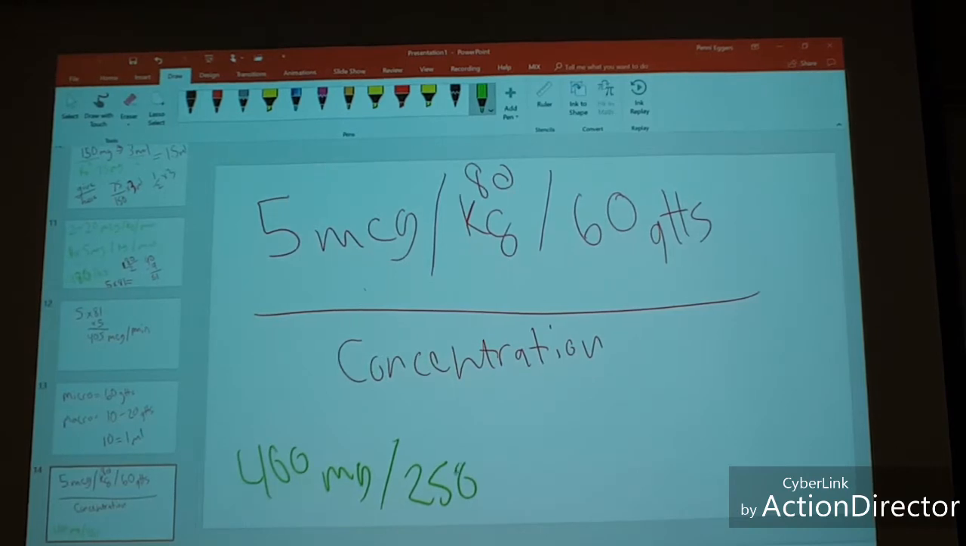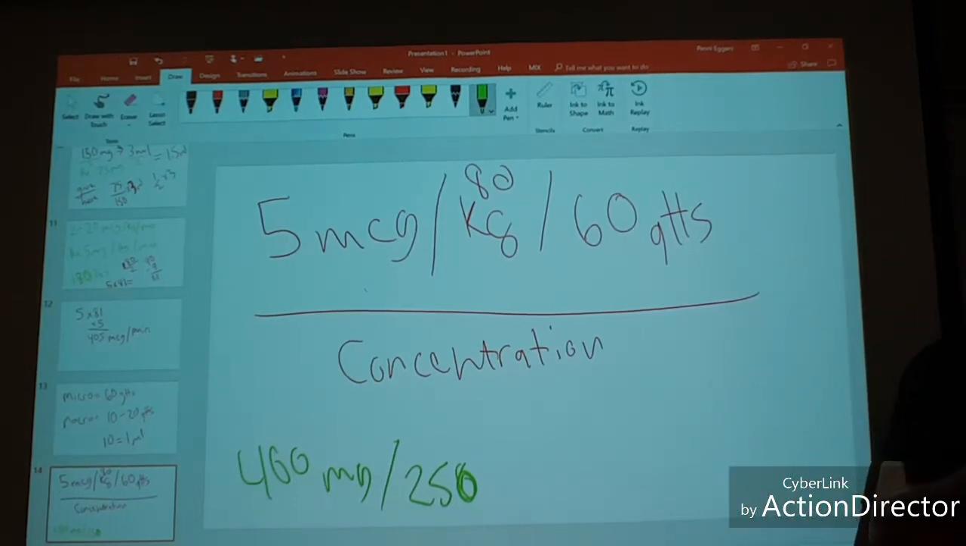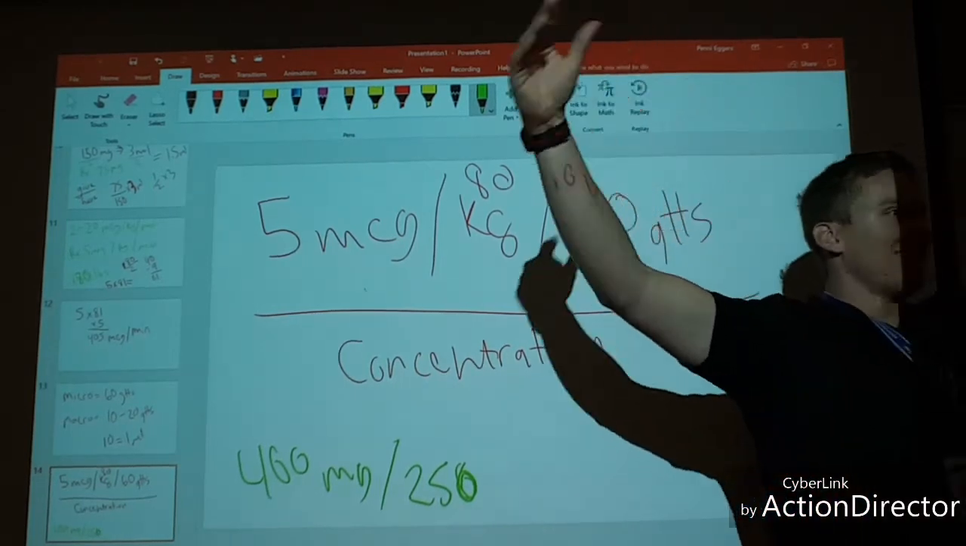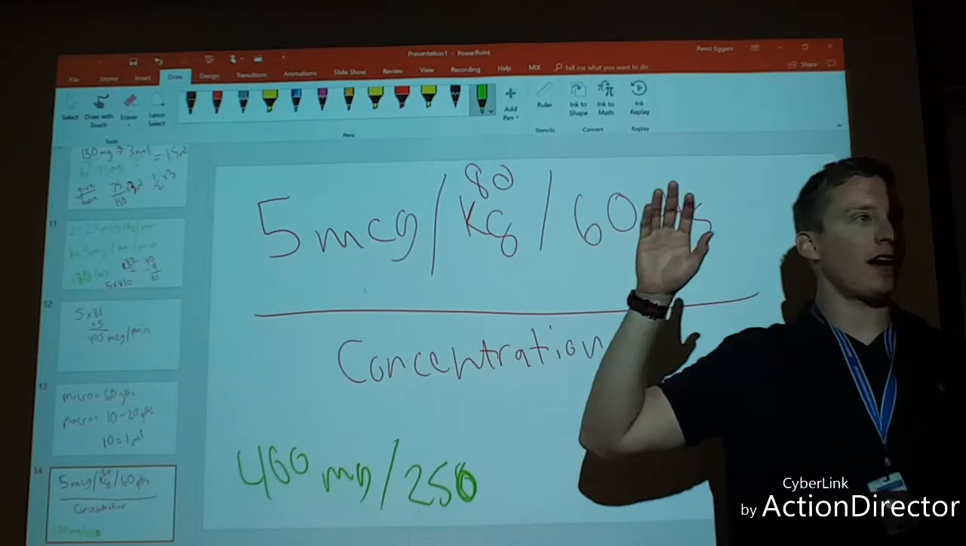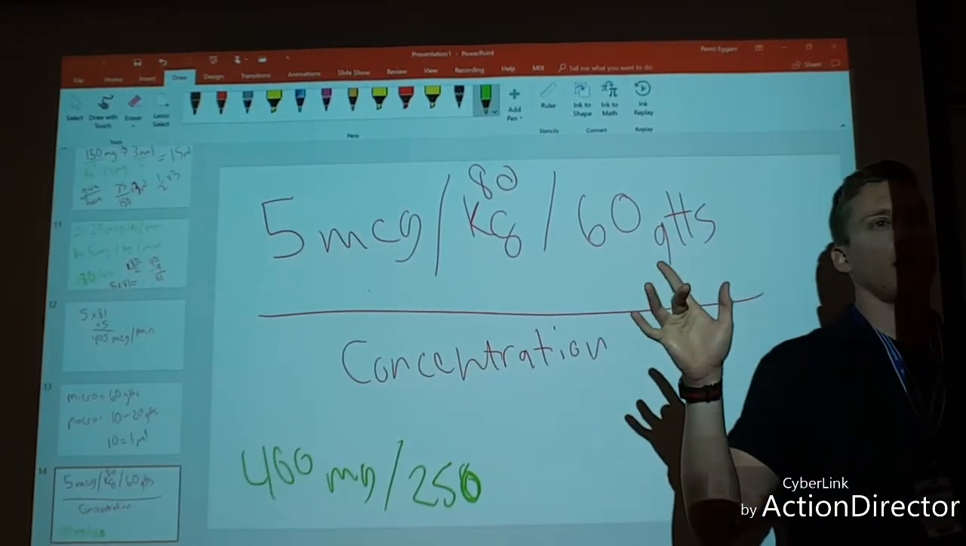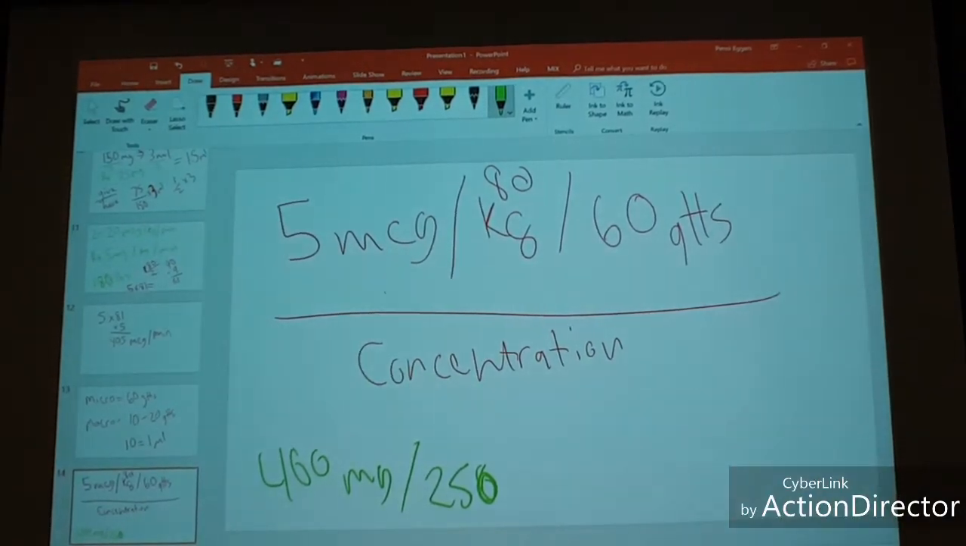The reason why we put it in a 250 bag is to give us a certain concentration that we need. With dopamine, we want to put it in an 800 concentration or a 1.6 milligram concentration or 1600 mics. I know I just probably lost everybody there. Mind blown. Okay, cool. So understand that it needs to be either an 800 or it needs to be in 1600. Another way of saying 1600 mics is 1.6 milligrams.